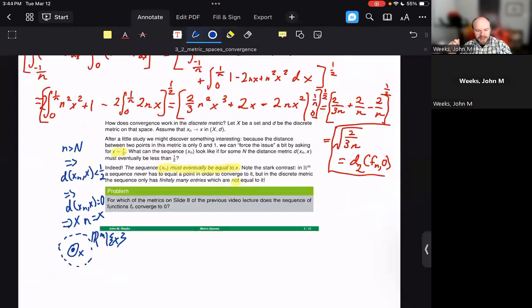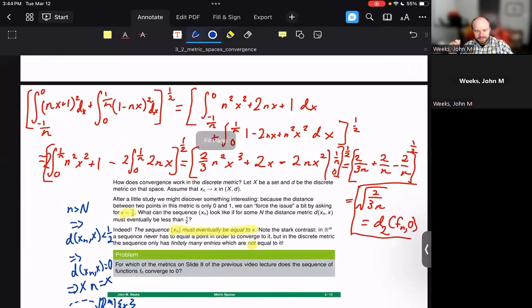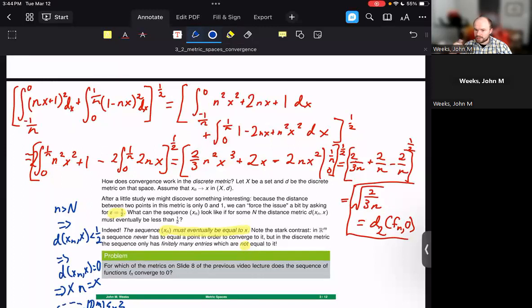Over here, I've gone through and calculated how we found the value of square root of 2 over 3n for the distance sub 2 of f sub n comma 0. And you can see here where I went through and did that. I was just taking integrals of squares of these functions and then taking their square roots after taking the integral.